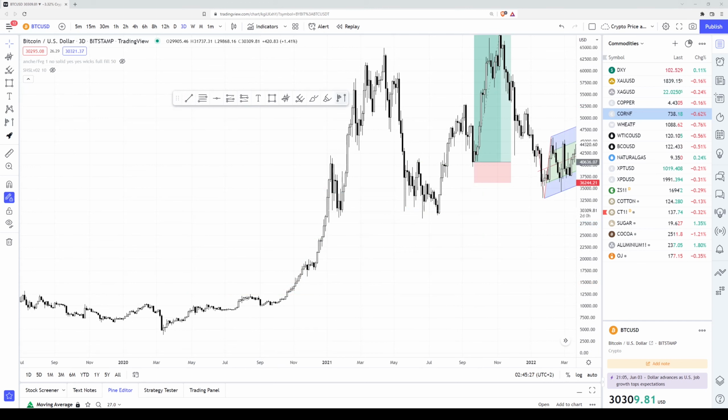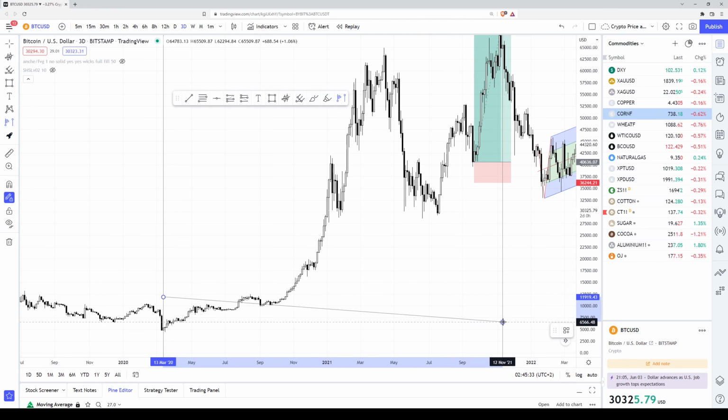One of the other tools that I use quite often as well is the fixed range volume profile. That way I'm able to see where a lot of volume was traded at what specific price levels, and also where there was low volume support for those specific price levels.